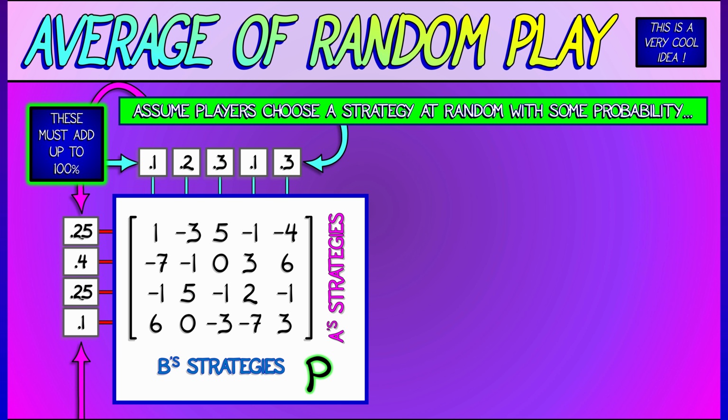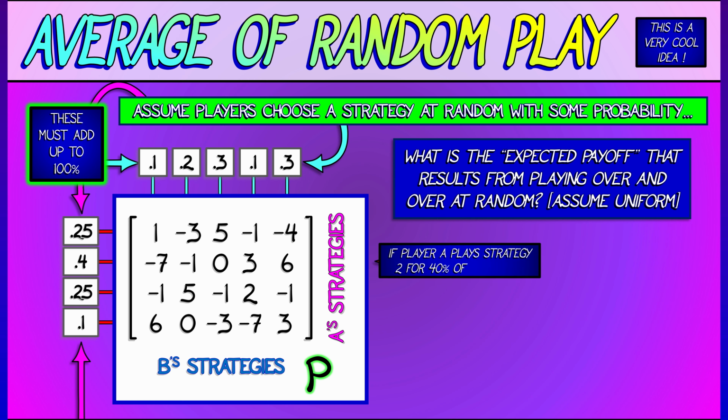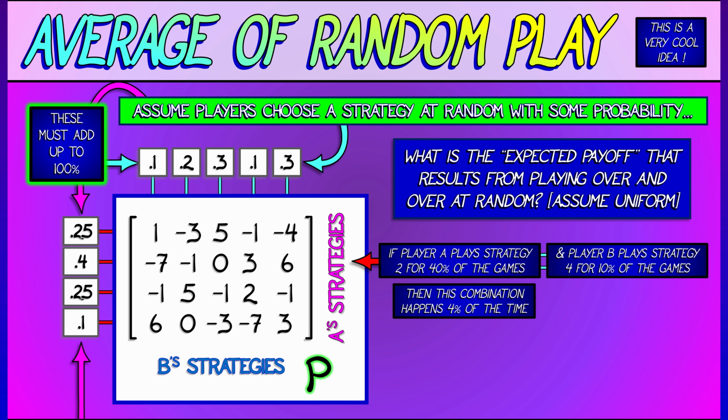Given those, then what do we do? What's the expected payoff that you get from playing over and over and over at random with these probabilities? Well, let's think of a specific case. Let's say player A plays the second strategy very frequently, 40% of the time. And let's say player B plays the fourth strategy infrequently, only 10% of the time. How often does it happen that you have both of these events happening? Player A plays strategy 2, player B plays strategy 4. Well, you have to multiply these probabilities together. That's 10% of 40%. That is 4% of the time this happens.